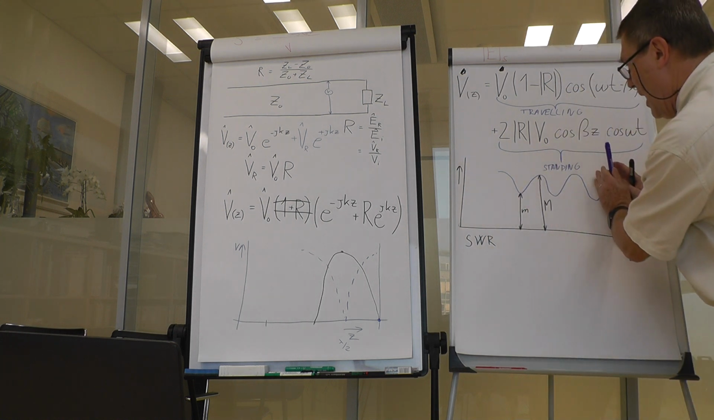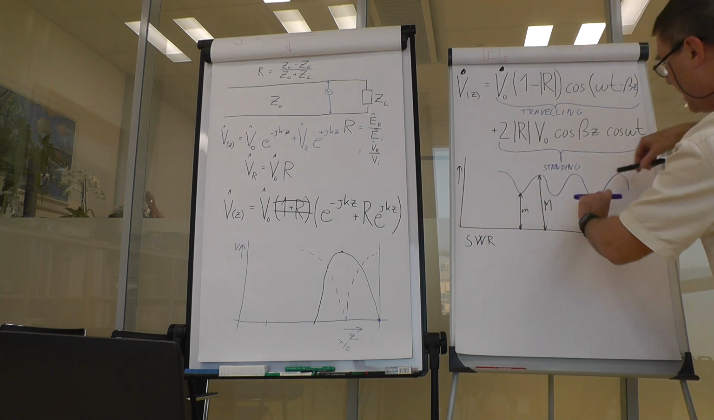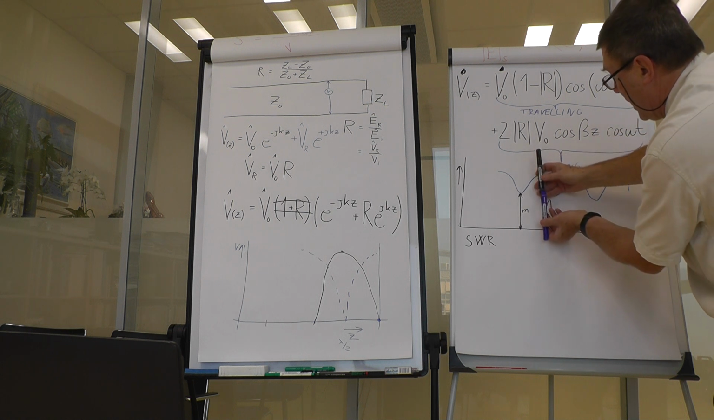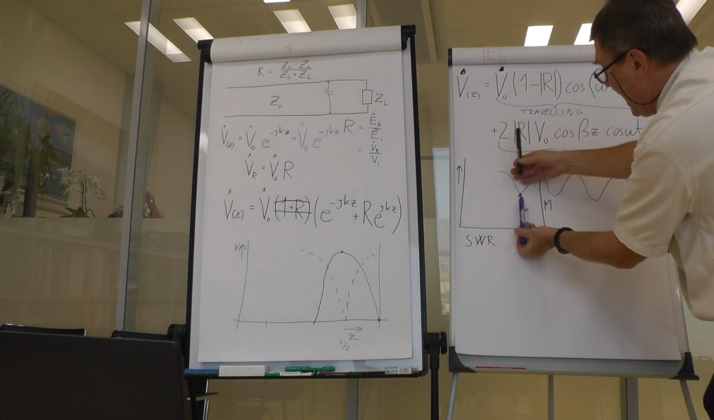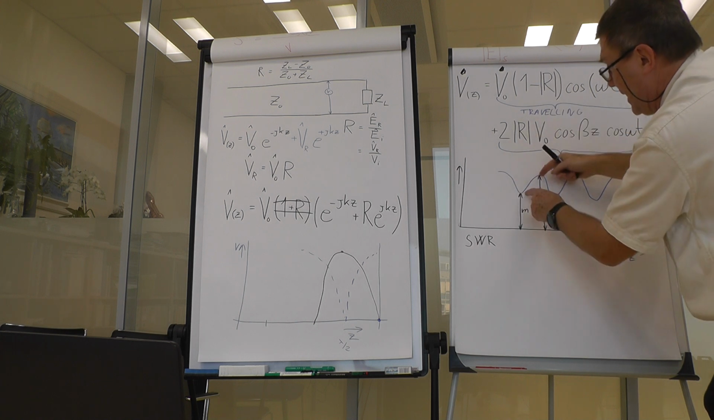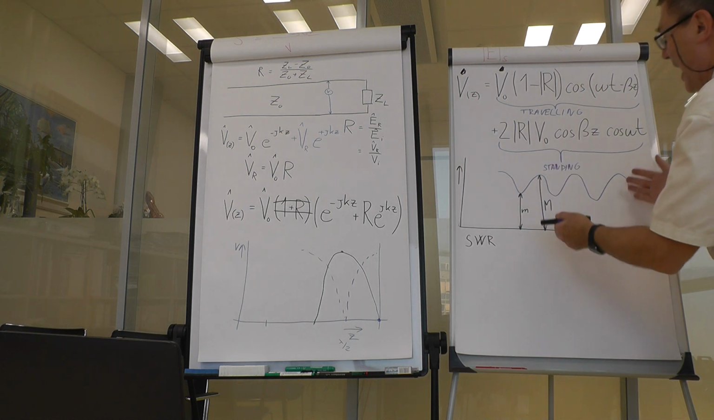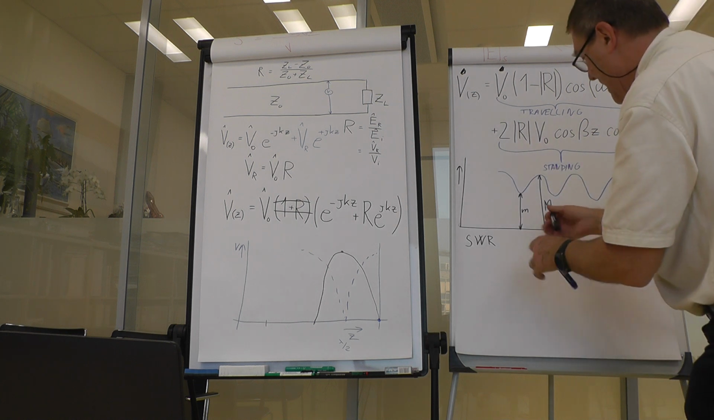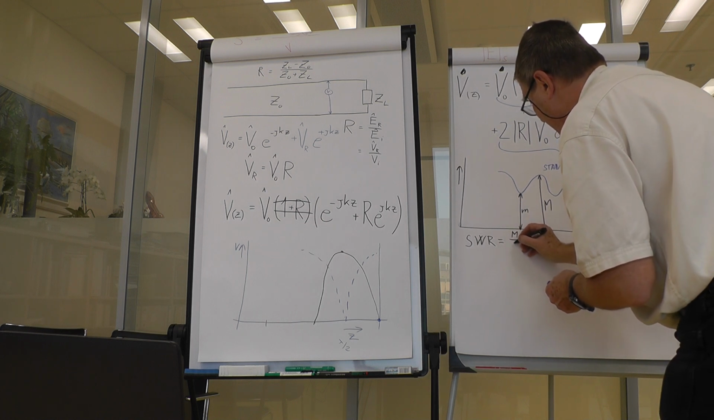Now again, how has this happened? Well, we have two waves. One is propagating in that direction, the other is propagating backwards. At some places, those two waves get in phase, and therefore they add algebraically. At some places, those two waves get antiphase, and therefore they subtract one from each other. And the result is a standing wave ratio, which is given by the maximum divided by minimum.